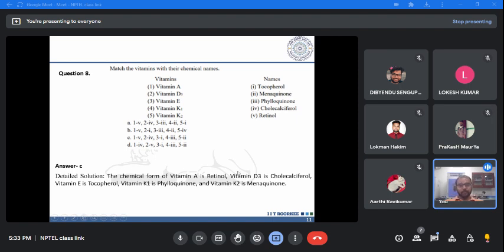So vitamin D3 is cholecalciferol, vitamin E is tocopherol, vitamin K1 is phylloquinone, and vitamin K2 is menaquinone.